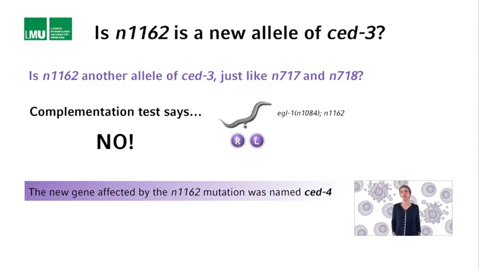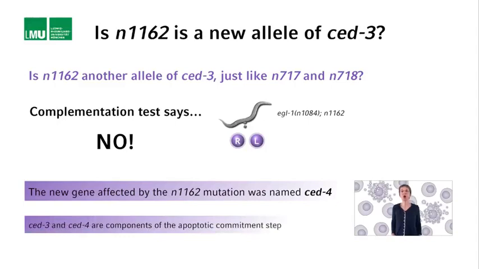Since SET3 and SET4 are required for many of the 131 cells that die during C. elegans development, they are components of the commitment step, during which specific cells, the 131 cells, are irreversibly committed to the apoptotic fate.